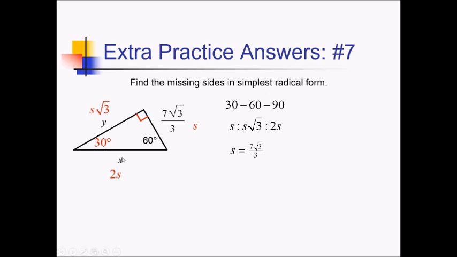So it looks like the hypotenuse is equal to 2s. So that means x is going to be 2 times 7 root 3 over 3. So that's going to be 14 radical 3 over 3. And y is going to be s times the square root of 3. So that's going to be 7 radical 3 over 3 times radical 3. Well, radical 3 times radical 3 is 3 in the numerator. That cancels the 3 in the denominator. So we're just left with the 7 that was also in the numerator. And there's x and y.